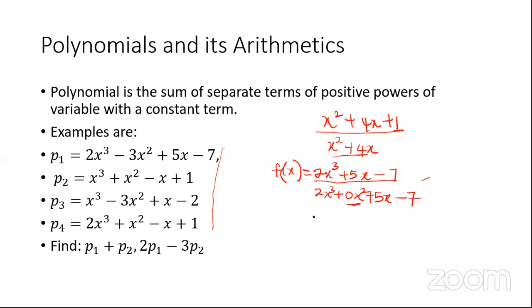Now that you know the polynomials, those are examples of polynomials. How do we add them together? Okay, you don't understand. From what I've explained so far, I've only explained the definition of polynomials. It says the sum of separate terms of positive powers of variables. Okay, another thing, let me explain it from this angle too.